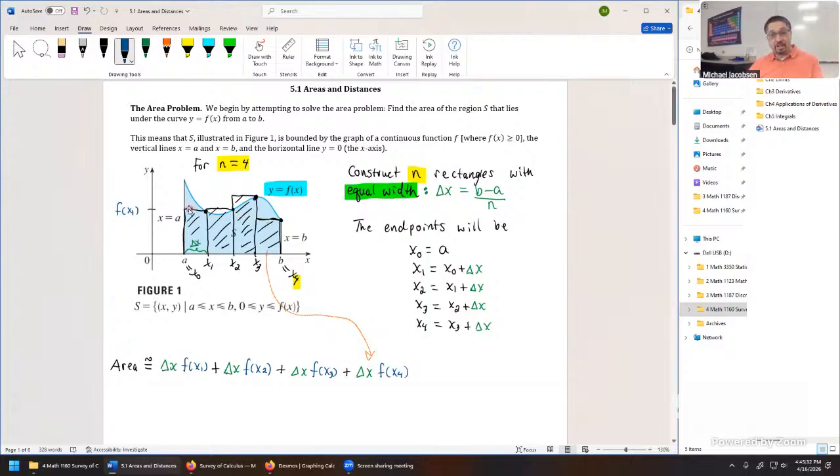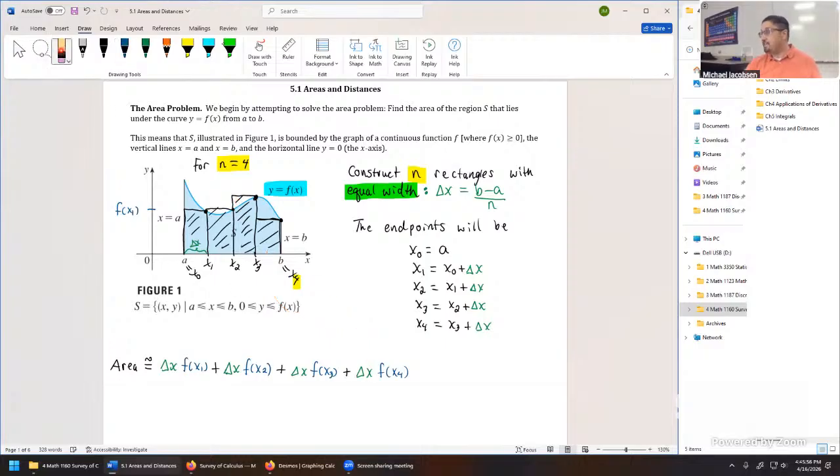Here, this is an underestimate of the area. And these two middle ones are overestimates of the area. But what we can imagine is if n gets larger and larger, these underestimates and overestimates tend to get smaller and smaller. And so if we take a limit of this, this becomes the exact expression for the area.